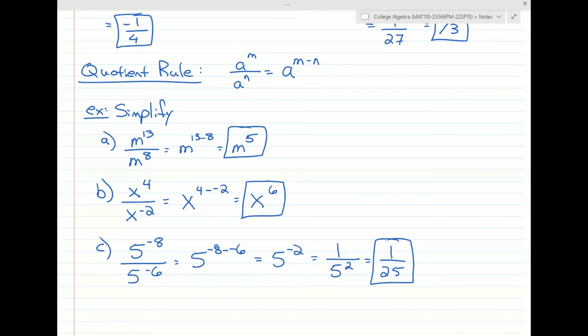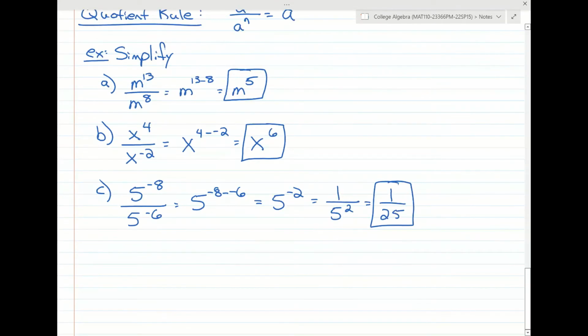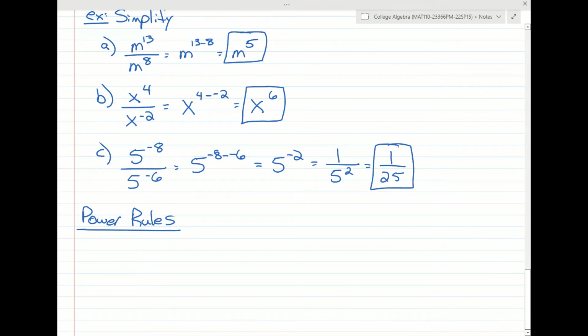So that's using the quotient rule. There are some other rules called the power rules. And there's 3 of them. One of the power rules says a power of a power, which would be like if you had a to the m to the n power, you would just multiply those exponents.